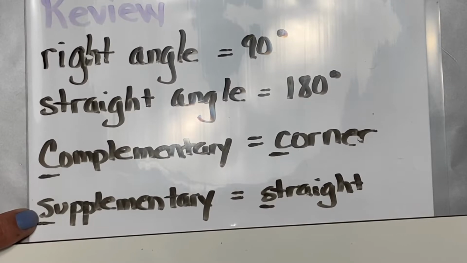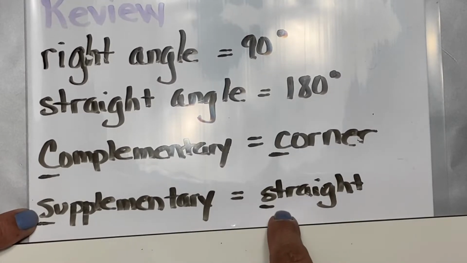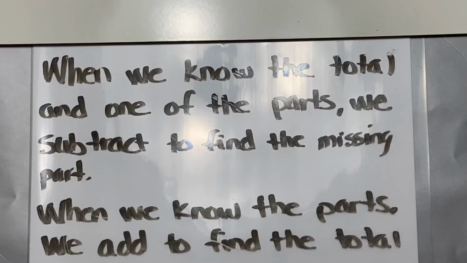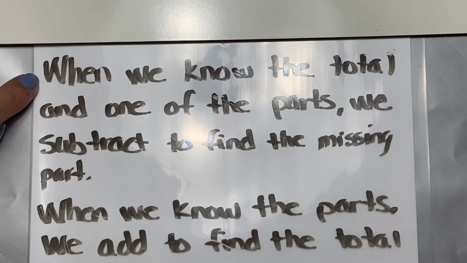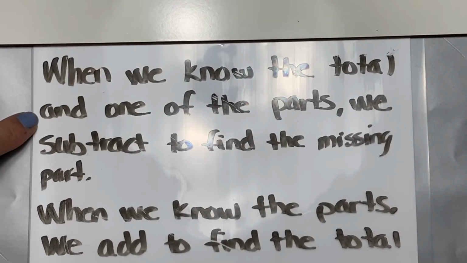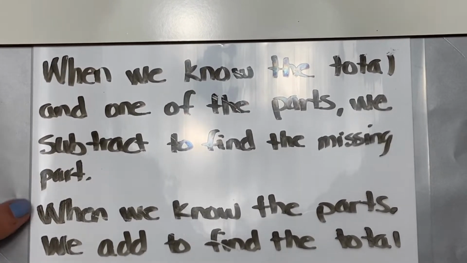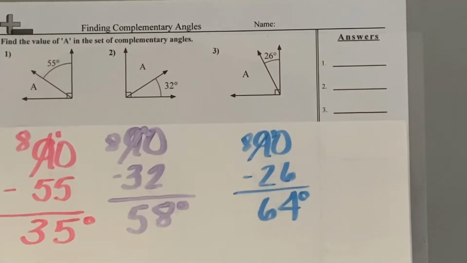Supplementary angles are the angles that put together make a straight line or a straight angle. Therefore, supplementary angles are 180 degrees. We also know that when we know the total and one of the parts, you subtract to find the missing part. That means that when we know the two different parts or the three parts, we add to find the total altogether. Now let's put some of this information together.